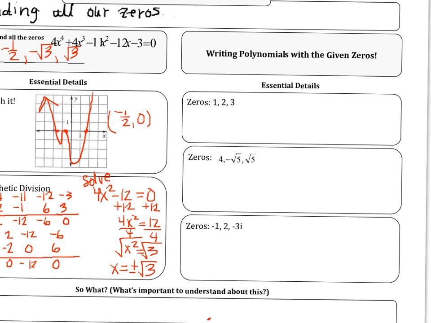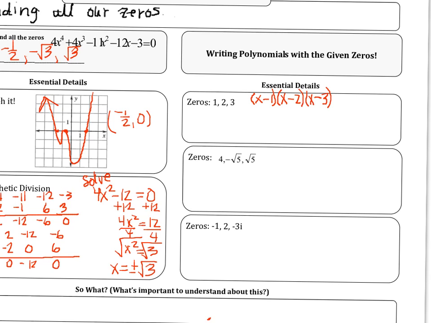Now we're going to write polynomials when we're given what the zeros are. So if I know these are my 3 zeros, I know that I'm going to have x minus 1 as one of my terms, because 1 would make that a 0. I also am going to have x minus 2, because positive 2 would be a 0 of that. And then I'm also going to have times x minus 3, because positive 3 would be a 0 of that. So now I need to multiply these all together and do some simplifying.